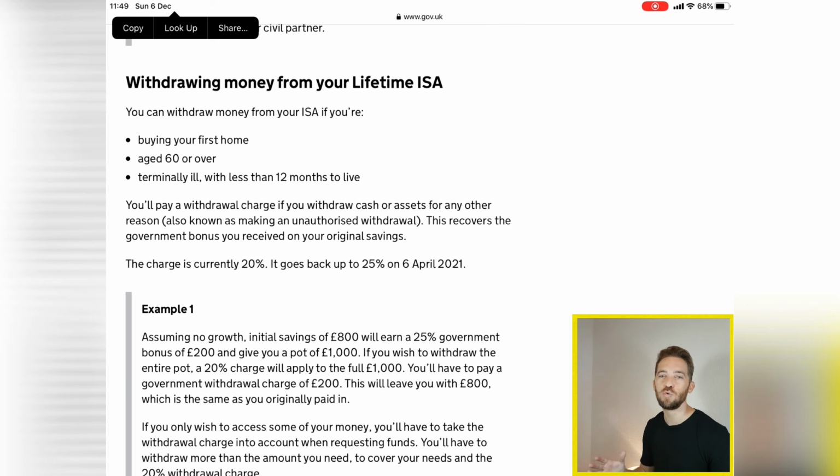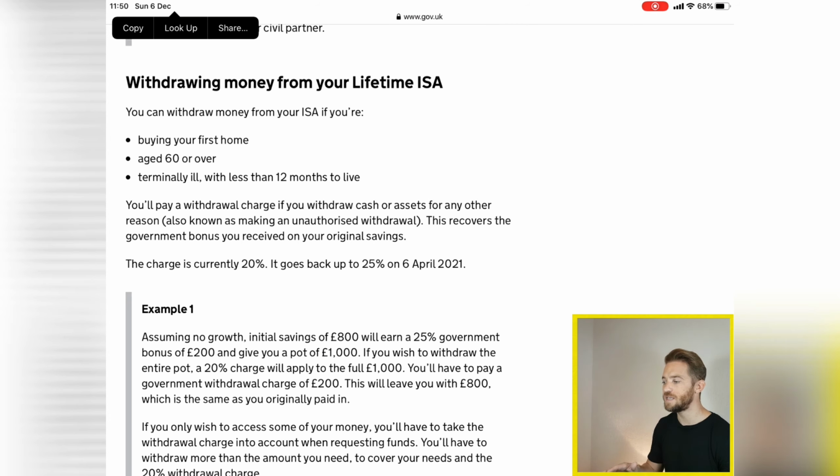And where you can't pay in the full 20,000, you'll have to weigh up what's going to be best for you. How much do you mind being tied up until you're 60 years old? And how much do you need to have easy access to? And you'll split the two again between the lifetime ISA and the stocks and shares ISA.